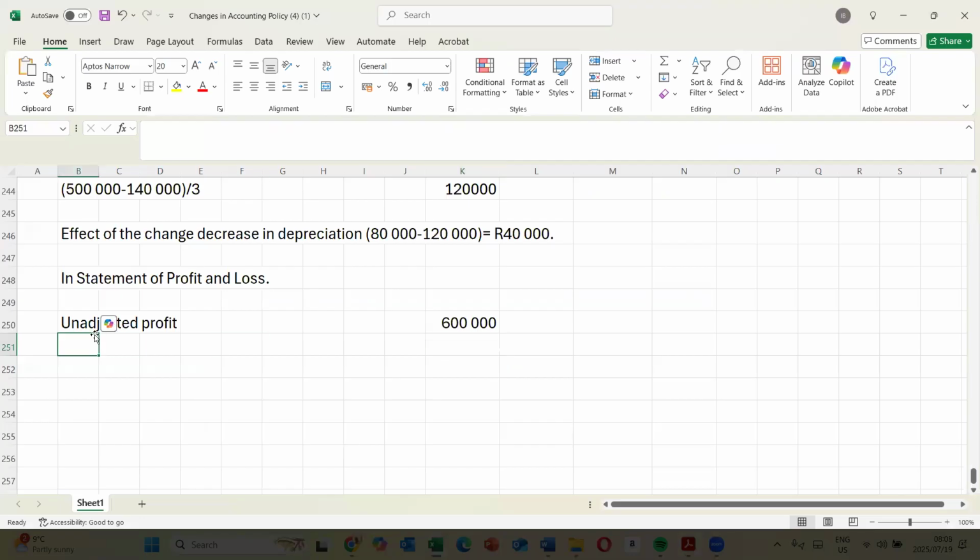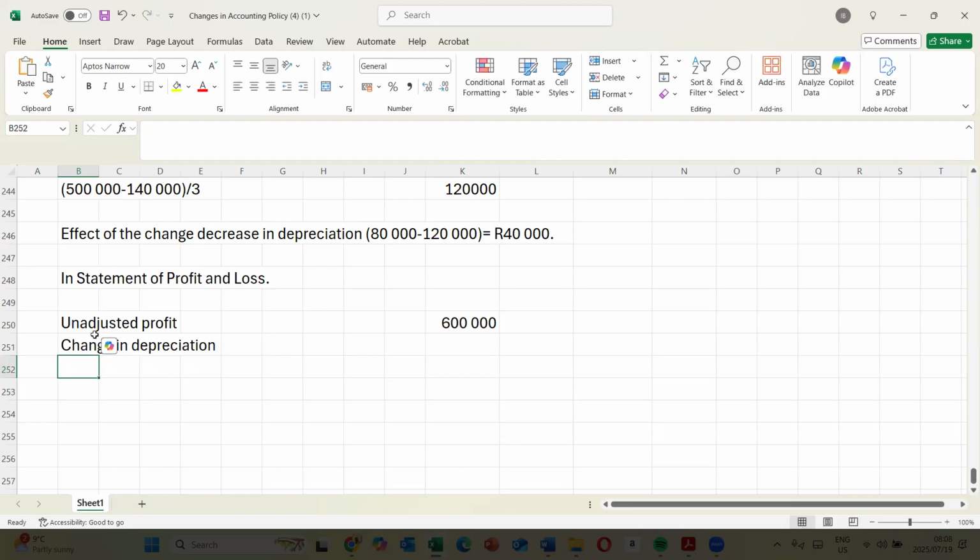But then we have the change in depreciation. Remember now, in regards to this, the profit includes the old depreciation. So that is the 120. They originally deducted the 120. So you have two choices. You can either reverse the 120, then you deduct the correct depreciation. Let's just use that method.